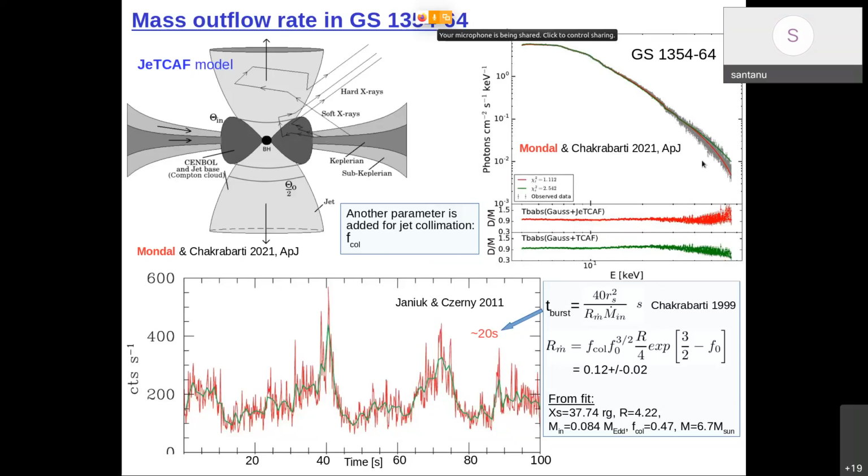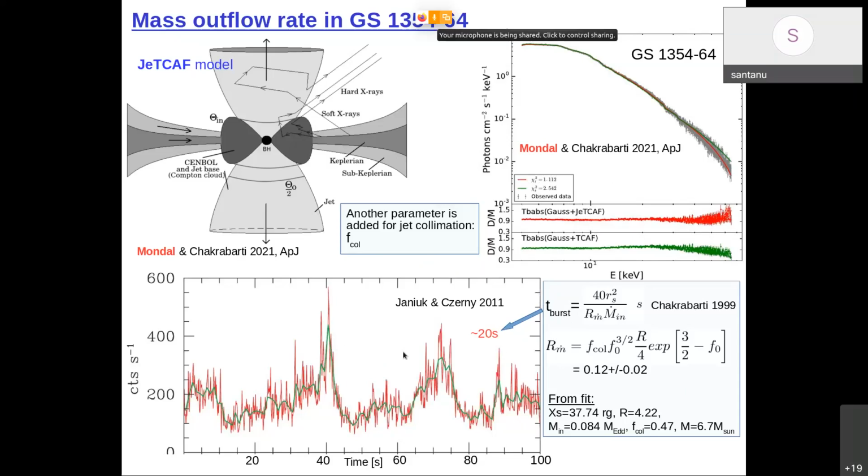So we have fitted NuSTAR data for the black hole candidate GS 1354-64, and we see that including the jet fits the data better. From the model fitted parameters like accretion geometry and rates and the jet collimation factor, we estimate the burst time, and we see that this time is around 20 seconds for this observation.